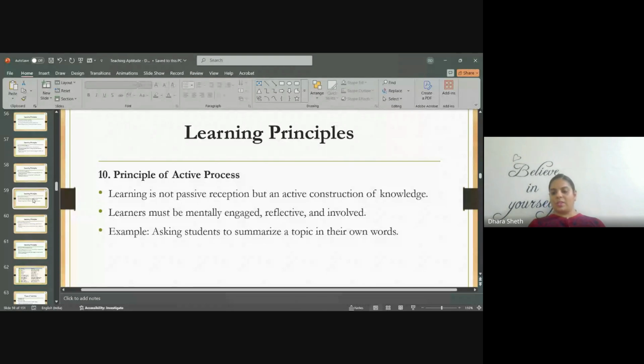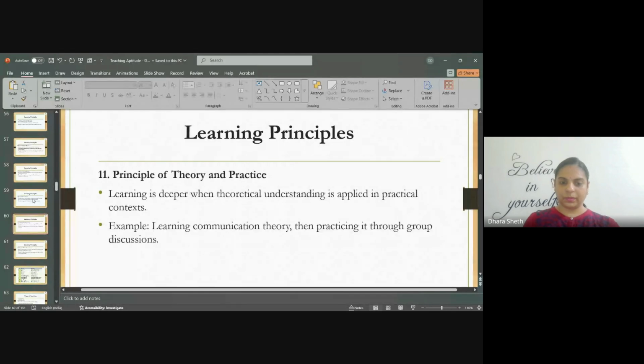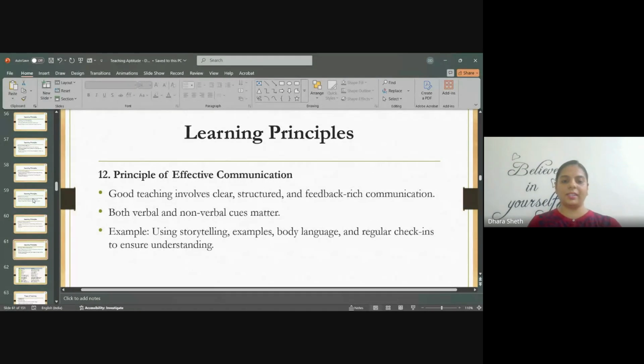Principle of active process. So theory and practice, theoretical understanding, and then practical context.